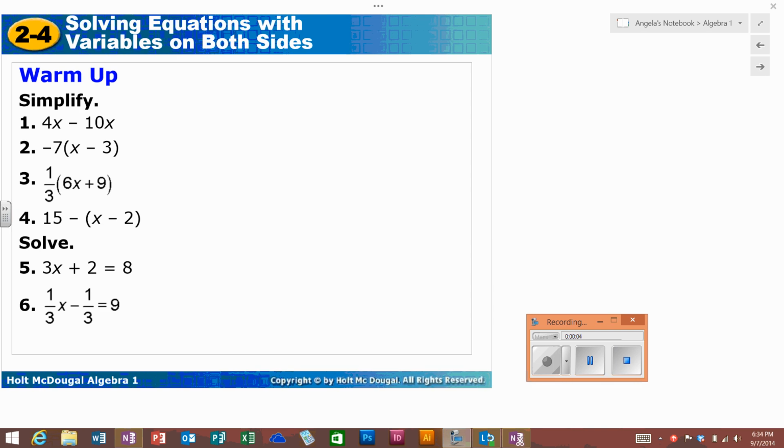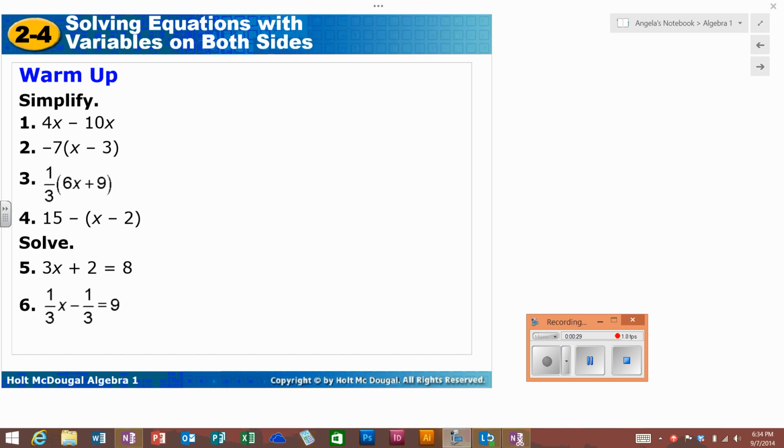Okay, we are on to lesson 2.4 for Algebra 1. So this lesson, we're actually going to look at solving equations when we have a variable on both sides. But let's start with our warm-up like we always do. Again, you guys aren't going to learn if you don't try them before I do them for you, okay? So you need to pause the video and do them if you have not.